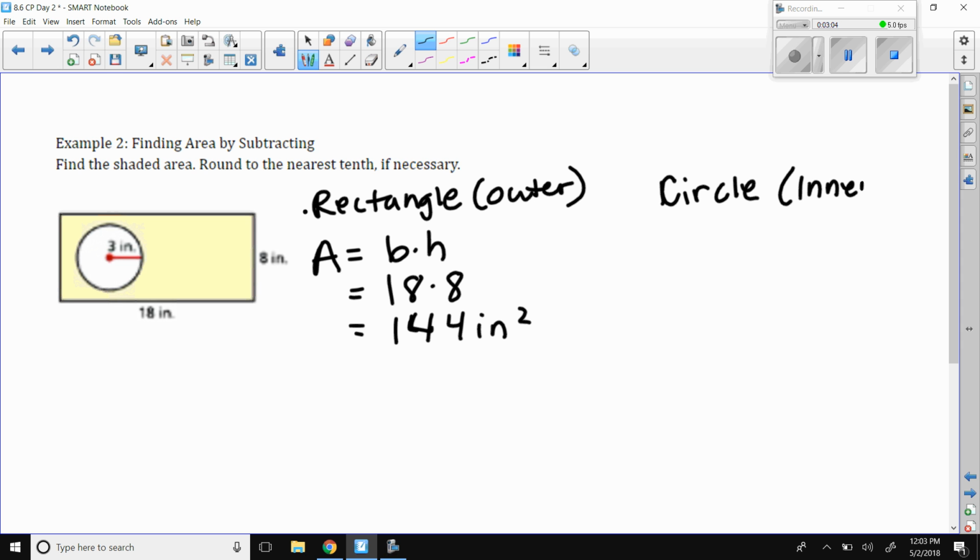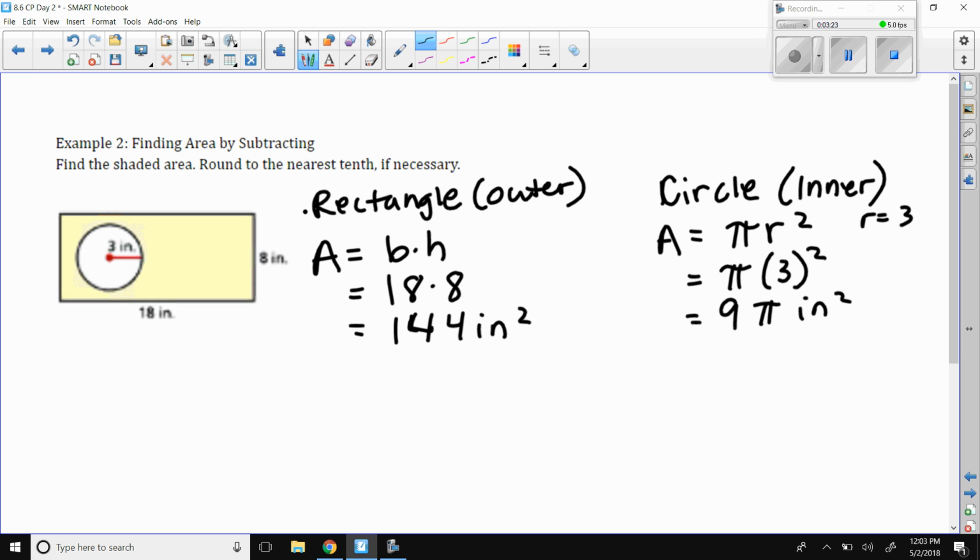This is your inner shape. You're going to end up subtracting this one. I know the area formula is pi r squared for this, and I'm given r. R equals 3 according to my drawing. So I've got pi times 3 squared, which is 9 pi inches squared, and I'm going to use pi. This is round to the nearest 10th. Okay, so use that pi button on your calculator to end up with 28.3 inches squared.